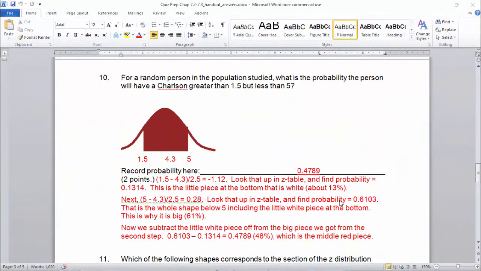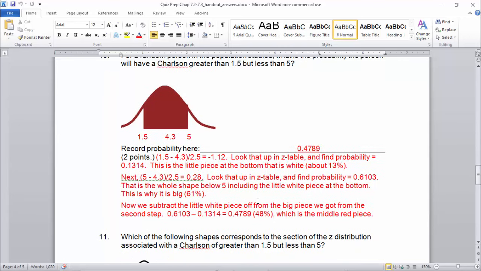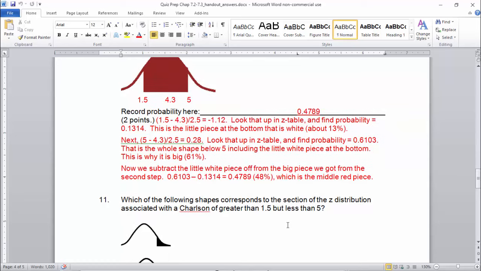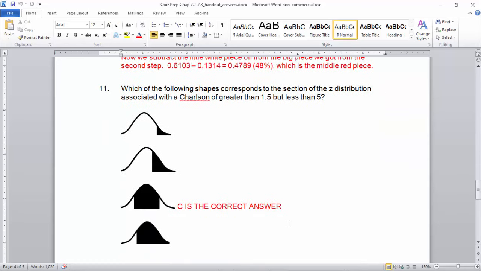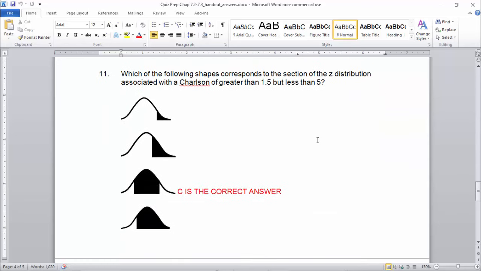So quickly, I wanted to circle back to quiz prep, the answers I posted. So remember, question 10 is what we just did. We went through all the sound and fury just to get one little answer here. But then the next question, question 11, is which of the following shapes corresponds to the section of the z distribution associated with the Charlson score of greater than 1.5 but less than 5? Well, you're all used to it. It's that middle banded part here. All right, we are almost done. Just a couple more questions.